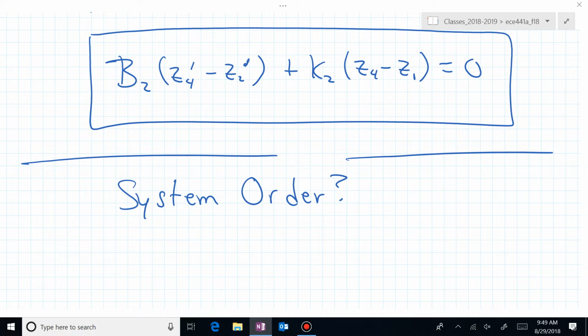What about mass 2? 2 more, right? Mass 3, 2 more. I have one more equation that's still on the screen, and what's the highest powered derivative of z sub 4? 1.